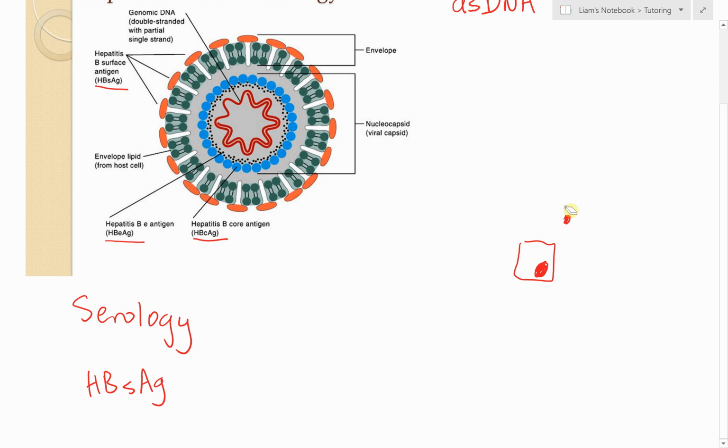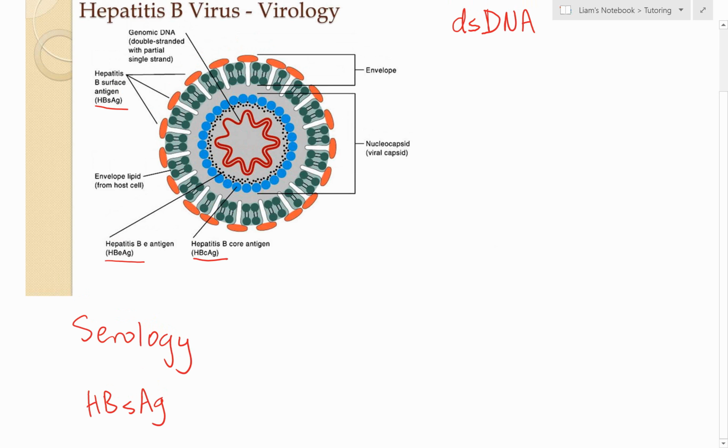The other antigens here, so you can see there's this core antigen. The core antigen is basically forming this layer of the capsid here. We'll discuss it a little bit more. Basically, if you see that there's core antigen present, it means that the virus is actively replicating in someone. So that means someone's infected.